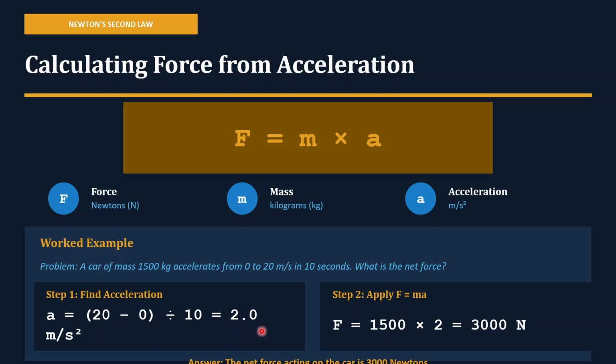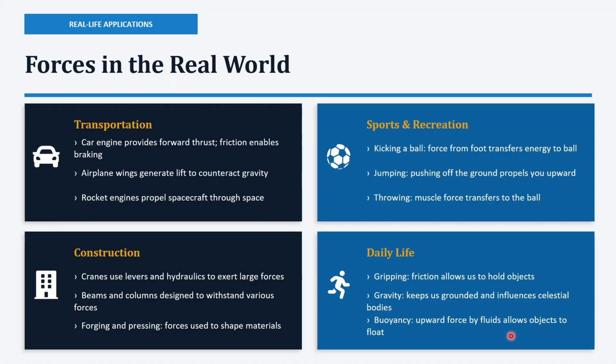Now, with that acceleration, you can easily calculate the force, or the net force. So the net force will be equal to 1,500 kilograms times 2 meters per second squared, which will be equal to 3,000 newtons. So that's about that. Newton's second law helps us to calculate net force when you are given the mass and the acceleration.